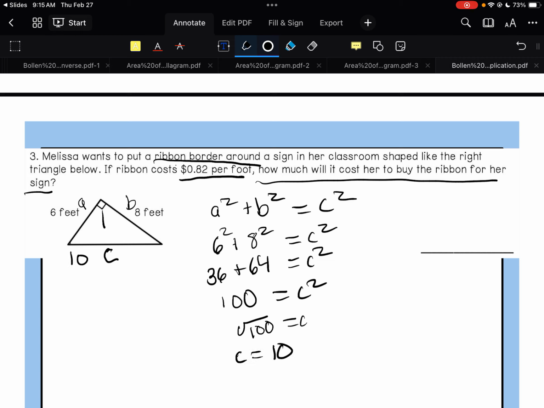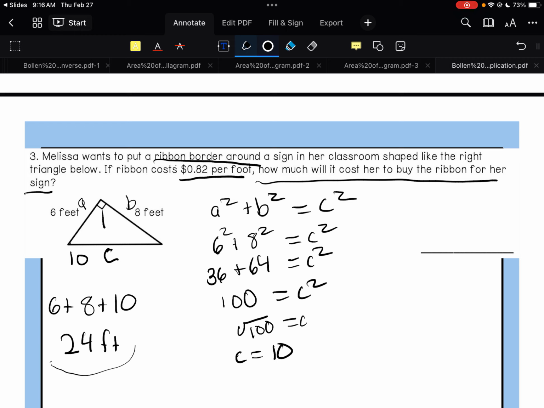So now you have what 10 is. So now you can add up your total distance around this, which would be 6 plus 8 plus 10, which is 24 feet around it. But now you need to know how much it will cost her. Every time we have a word problem, every time we get done with a step, we should always go back and reread this question. How much will it cost her to buy the ribbon for the sign?